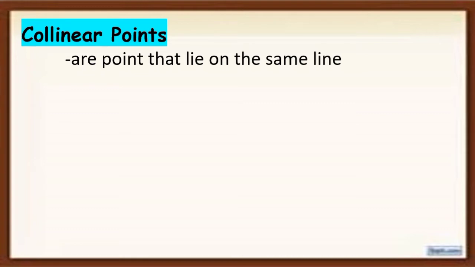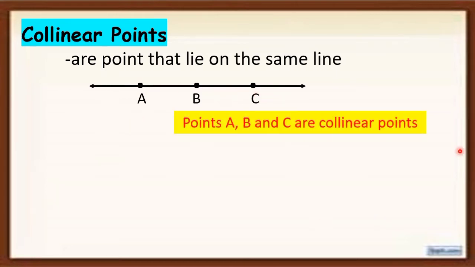For example, we have 3 points and I'm going to name them point A, B, and C. These points are found on the same line. So as you can see, points A, B, and C are collinear points because they lie on the same line. So remember, when we say collinear points, these are the points that are found on the same line. Tandaan yan ha, dapat yung points ay makikita sa iisang line lang para masabi natin na that points are collinear points.